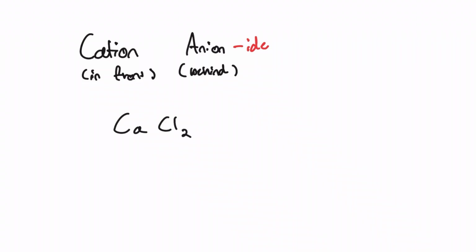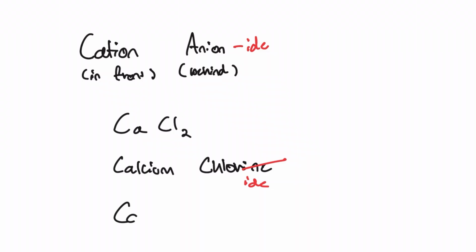CaCl2? Again, our cation is our positive ion. That's the one that comes first. In that case, it's Ca. Ca is the symbol for calcium, so we simply write calcium. Cl2 is our anion. That's our negative ion. Cl is the symbol for chlorine. But because chlorine is our negative ion, we need to add "ide" to the end. So we would just remove the "ine" and add "ide" instead. And so the name for CaCl2 would be calcium chloride.